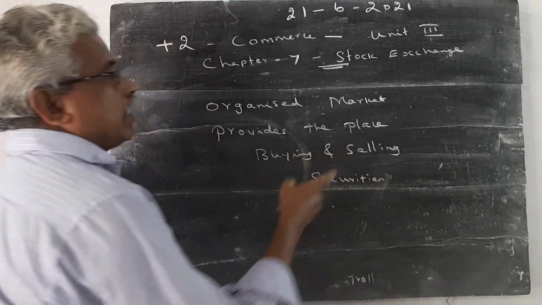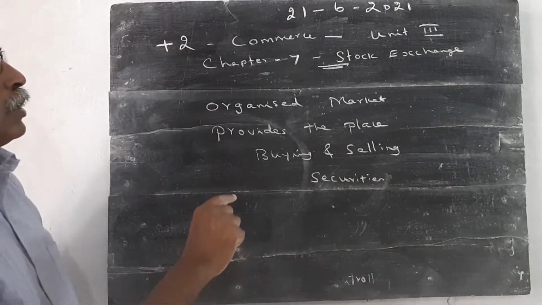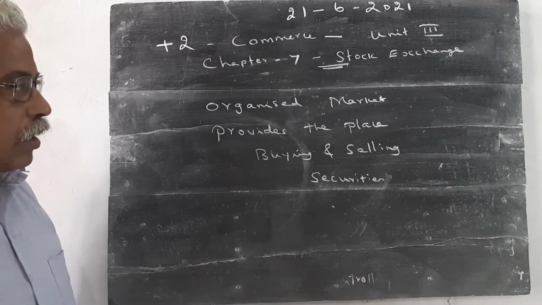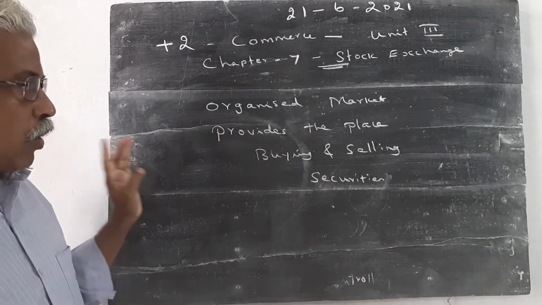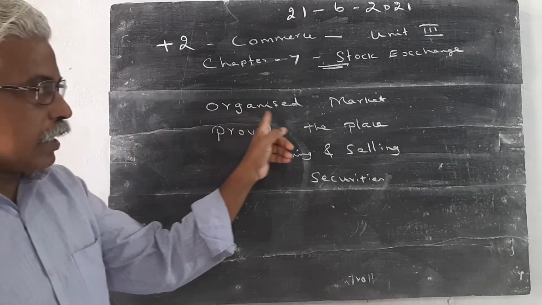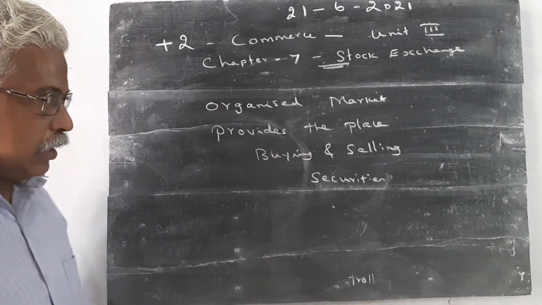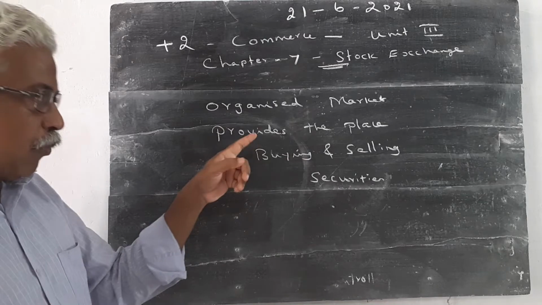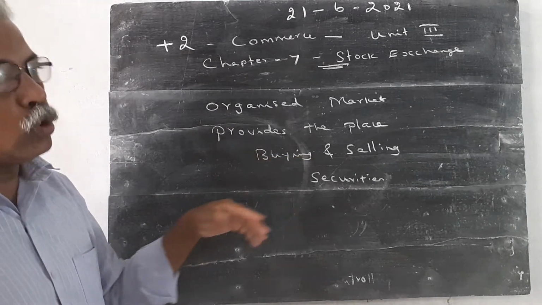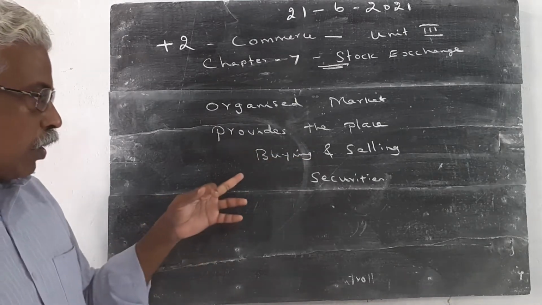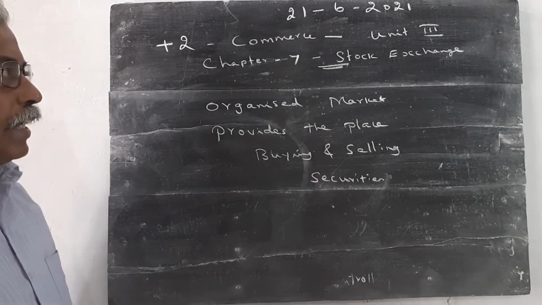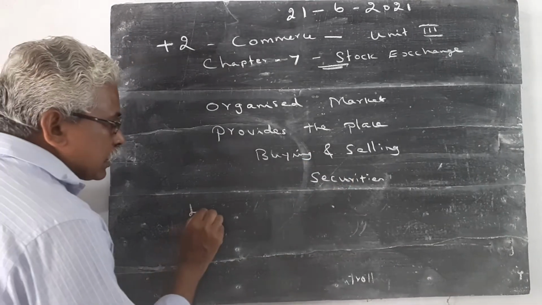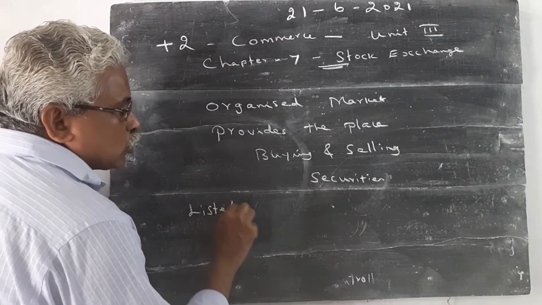The place where investors buy and sell the securities is called the stock exchange. The simple meaning of stock exchange is an organized market. Stock exchange provides the place to the investors for buying and selling the securities. In the stock exchange, only listed securities are bought and sold.